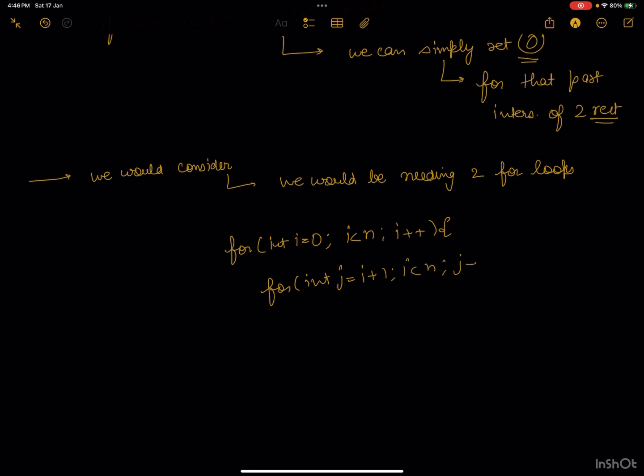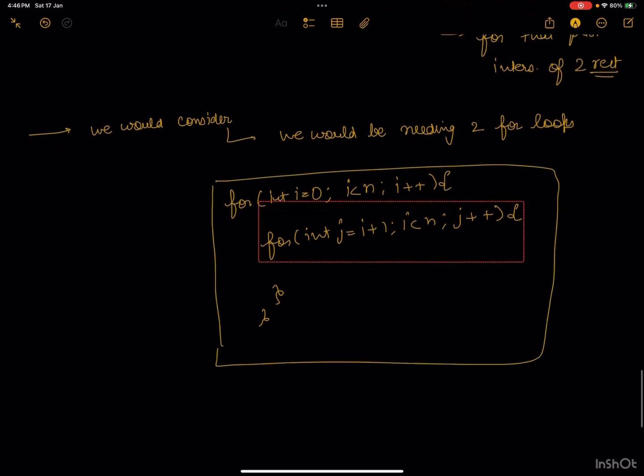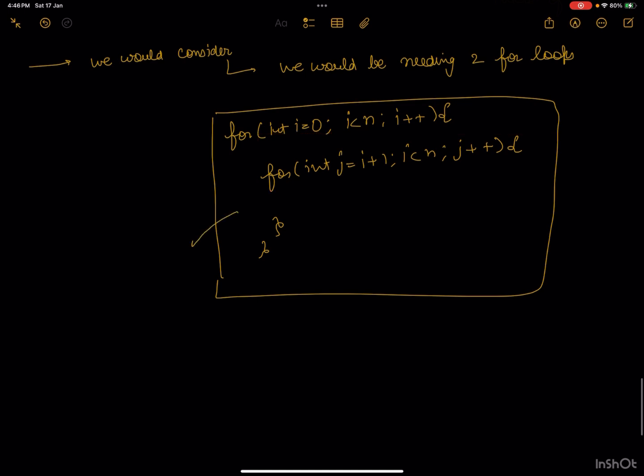And since we'll be using two loops for going across all the possible pairs of rectangles that can be formed, the time complexity would be O of n square. And the space complexity, since we're not using any extra space or vector, would be big O of 1.